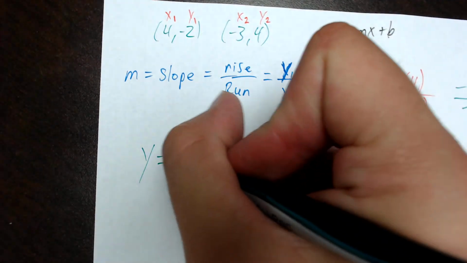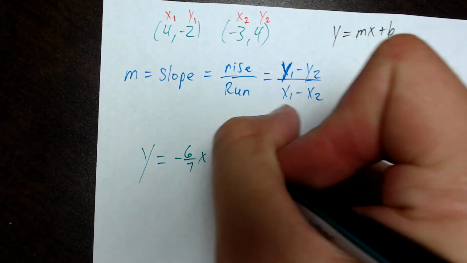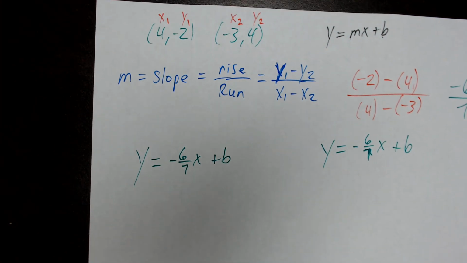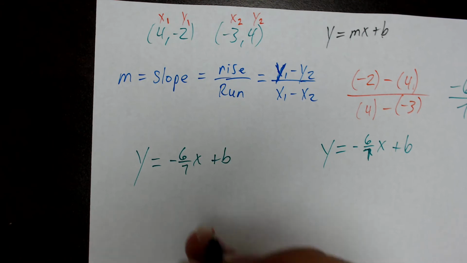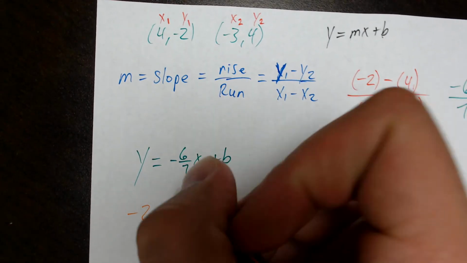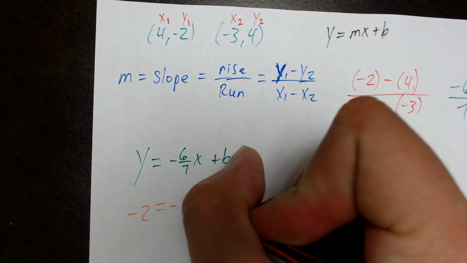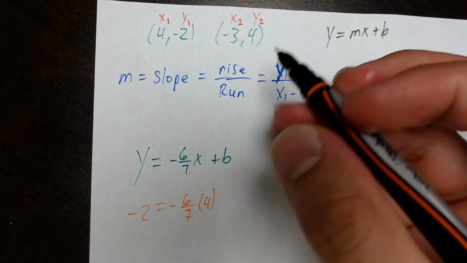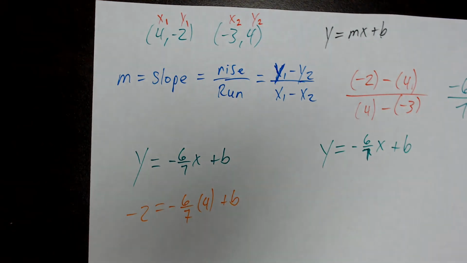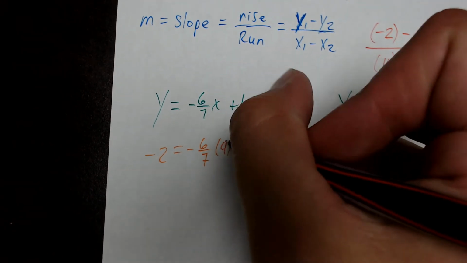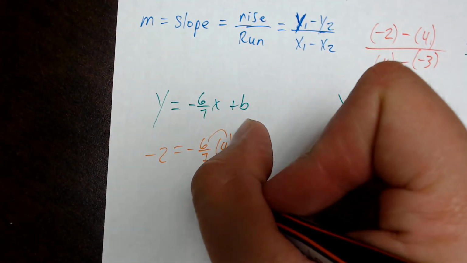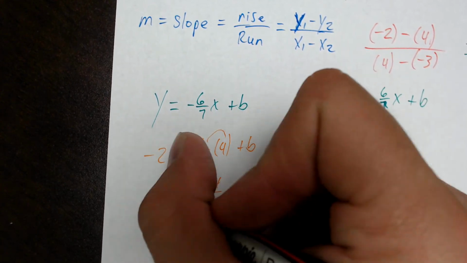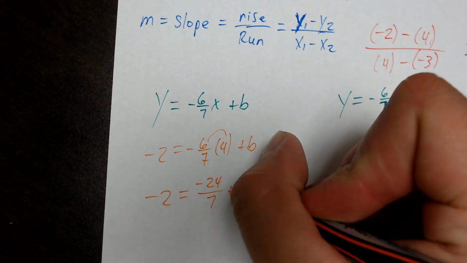So y equals -6/7 x plus b. If I use the x1 and y1 values, instead of writing y, I would put -2. Instead of writing x, I would just put +4, and plus b. So now to solve for b, I would take 4 times -6, which gives me -24 over 7. So -2 equals -24 over 7 plus b.